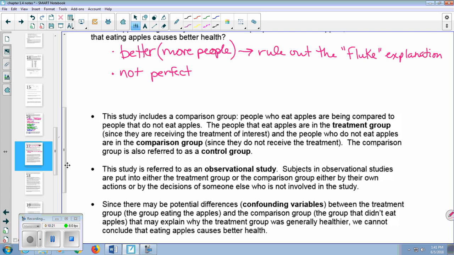This is an example. The study is referred to as an observational study. Subjects in observational studies are put into either the treatment group or the comparison group, either by their own actions or by the decisions of someone else who's not involved in the study.